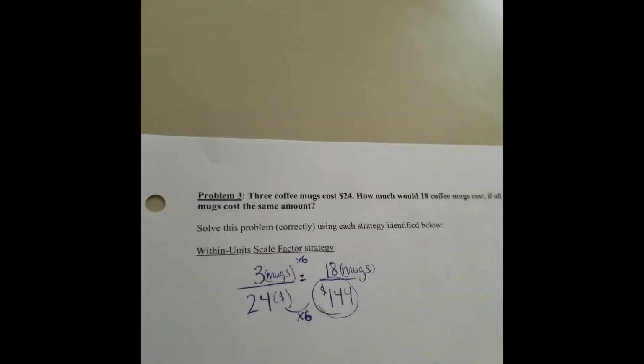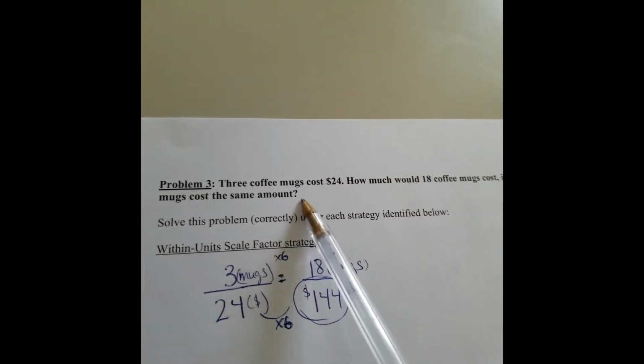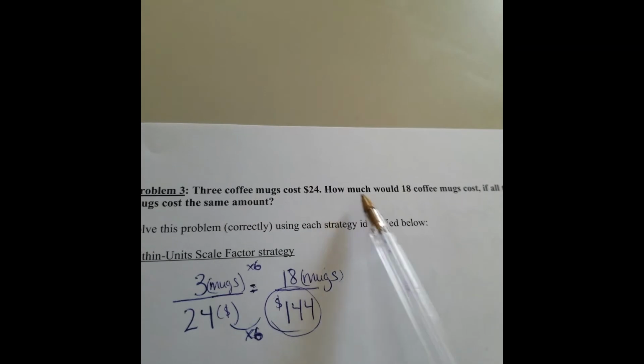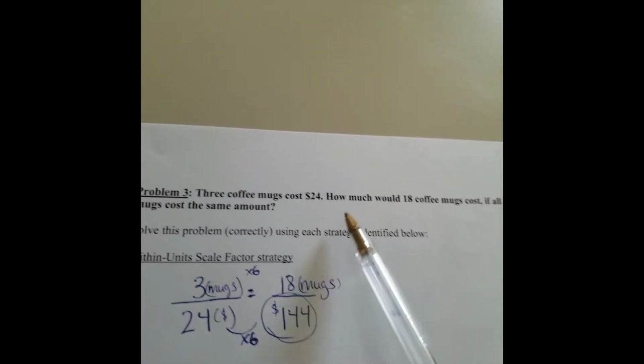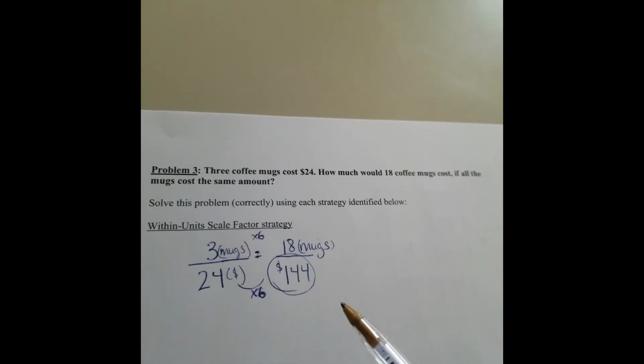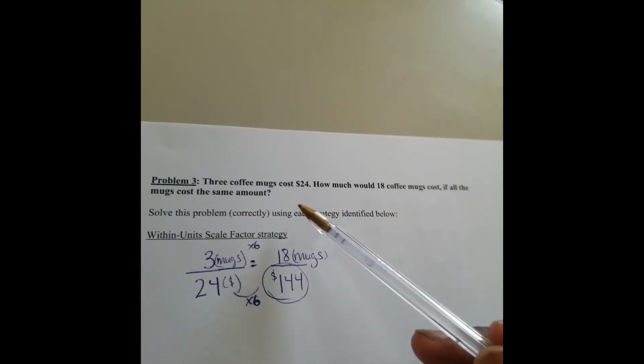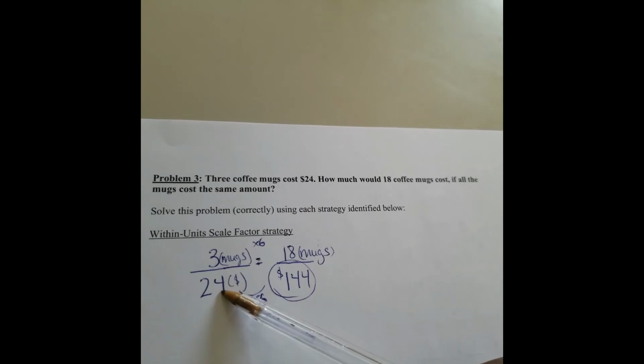So problem number 3. 3 coffee mugs cost $24. How much would 18 coffee mugs cost if all the mugs cost the same amount? Okay, so we know that all the mugs cost the same amount, but what we also know is we can create a ratio, right? 3 coffee mugs to $24.